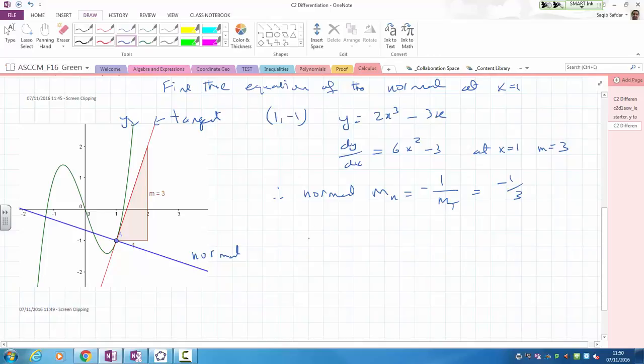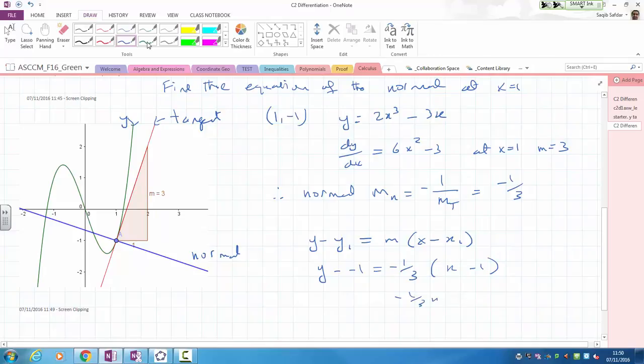Again, we use y minus y1 equals m(x minus x1). Substitute your values of x and y in. So we've got x is 1, y is minus 1, is that right? We've got minus the third, (x minus 1). And we've got minus the third x.